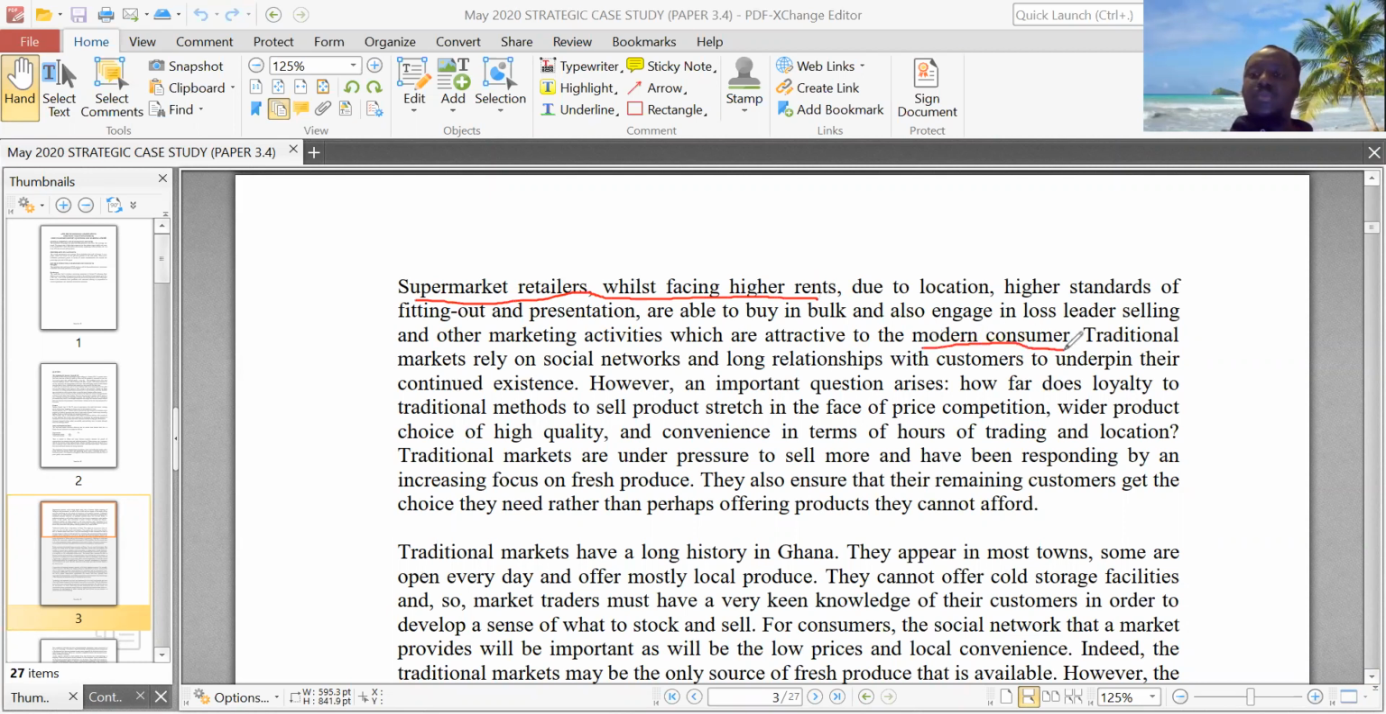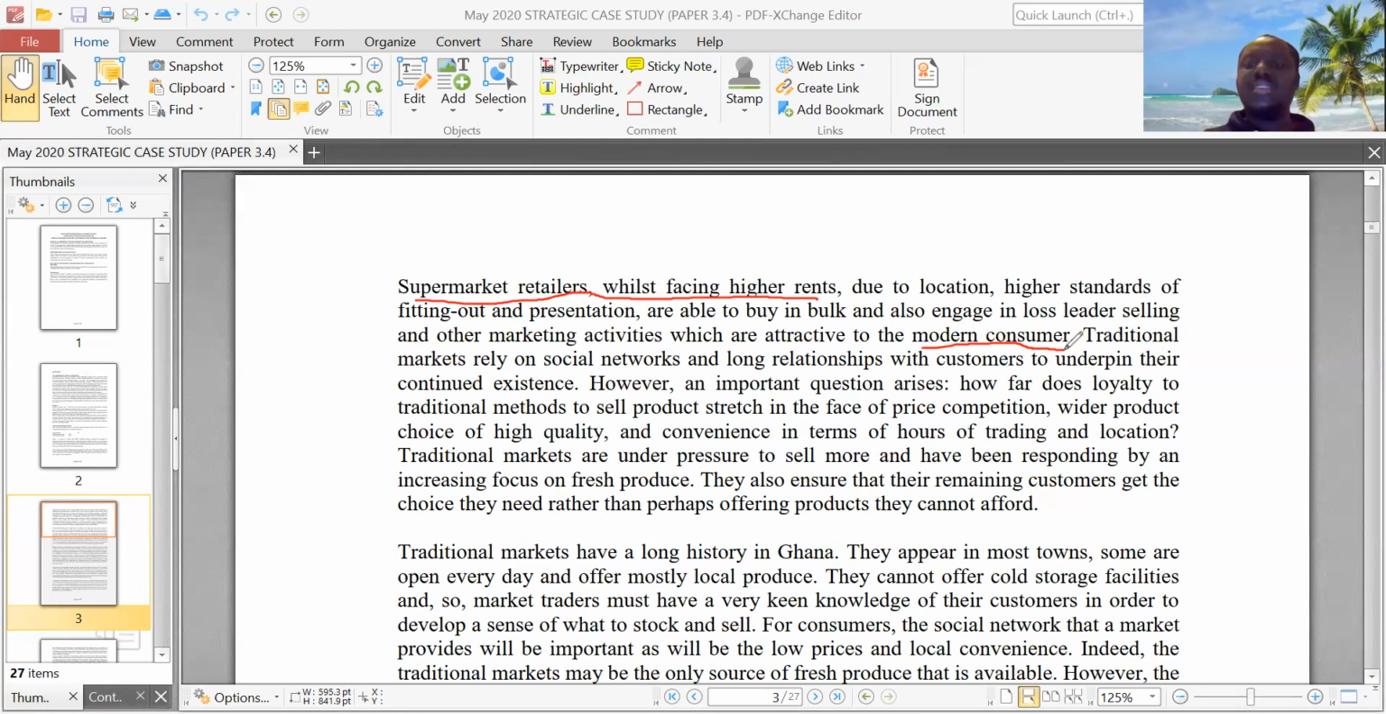So one key issue here is what is happening here. You see high rents, and this high rent is as a result of location. And this is going to affect Customer Focus Limited. This is something that is seen within that industry, because the location is one, higher standards of fitting out and presentation. Another thing is that it says supermarket retailers are able to buy in bulk, so that's a good thing, and also engage in loss leader selling.